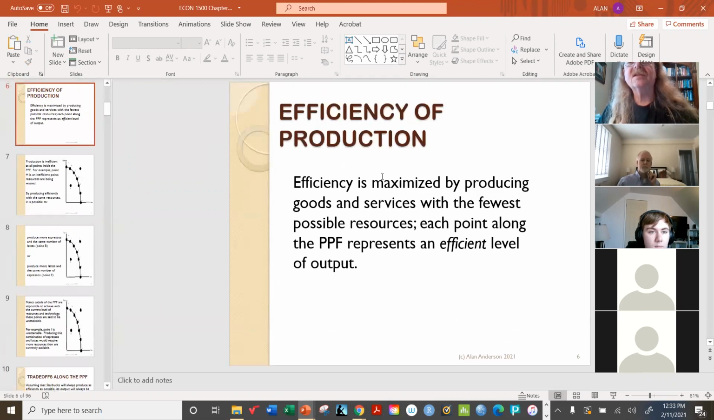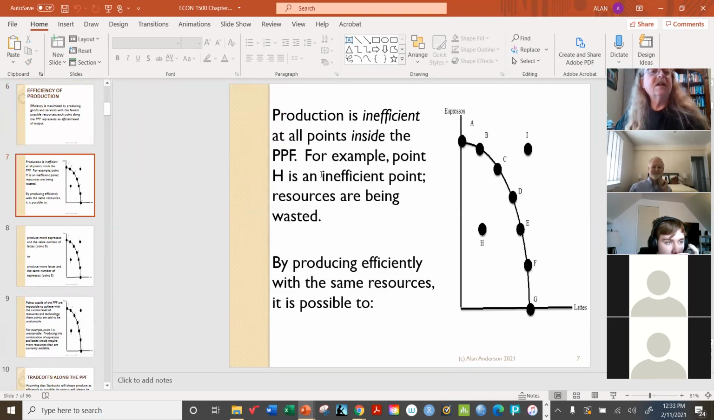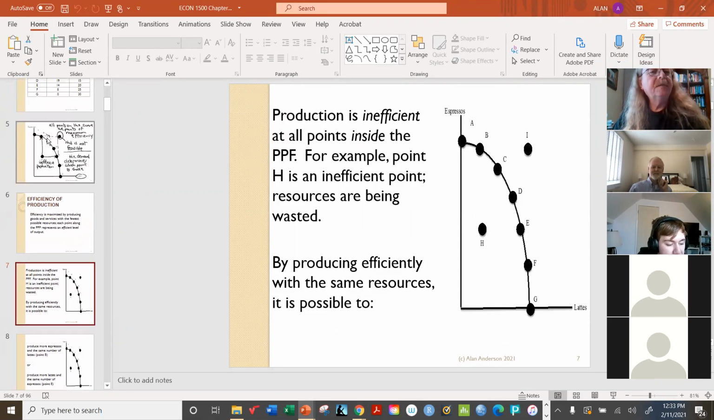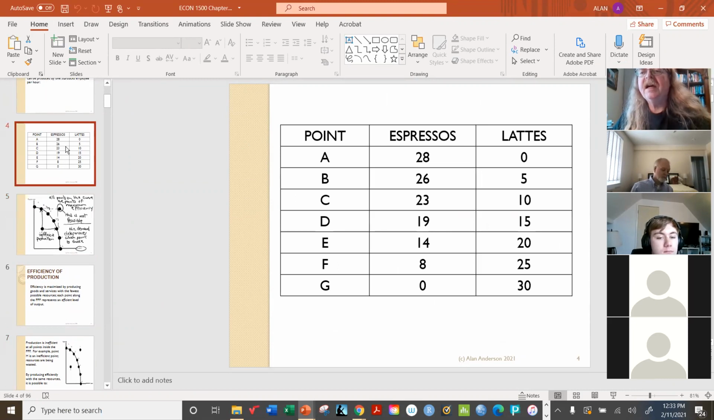So I picked an example that I thought would make everybody happy, and that, of course, is Starbucks. If you look at this graph, here it is. We have a chart which shows how much espresso and latte Starbucks can produce with the same resources. When I say same resources, I mean the same amount of labor, the same amount of materials, coffee beans, etc., and the same amount of time.